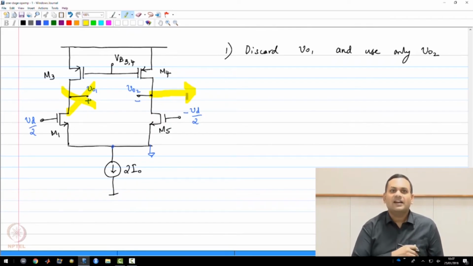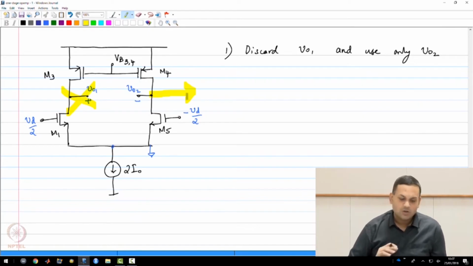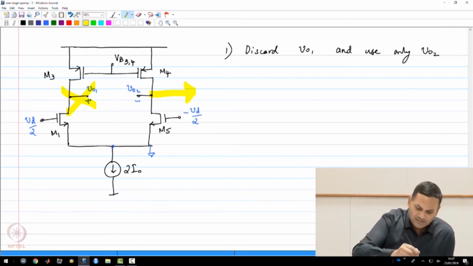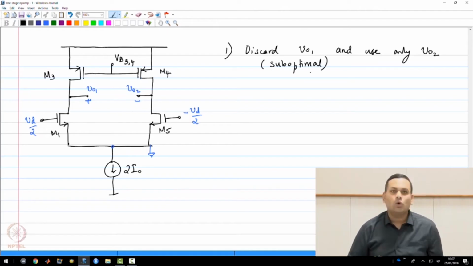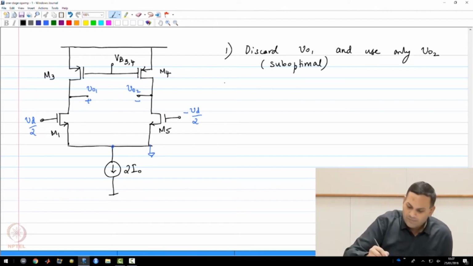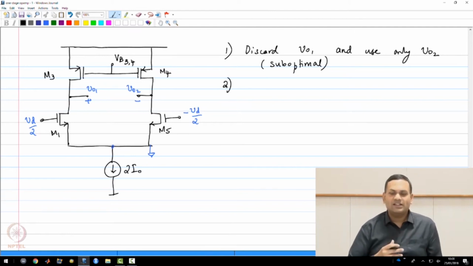left half of the circuit, you have gain from the left half of the circuit that you're completely ignoring. So this is not the best possible way to do this. This is definitely suboptimal. So we do not want to do this. Okay. So we now need to draw the signal currents and try to figure out how to use the signal on the left hand side also.